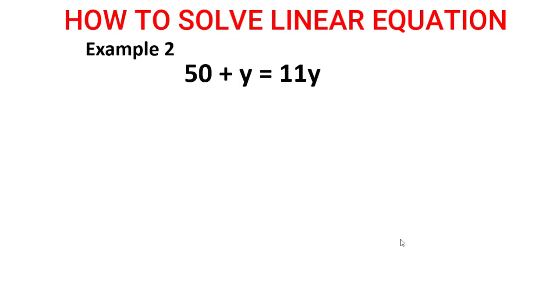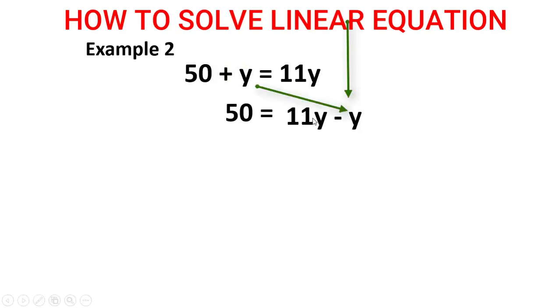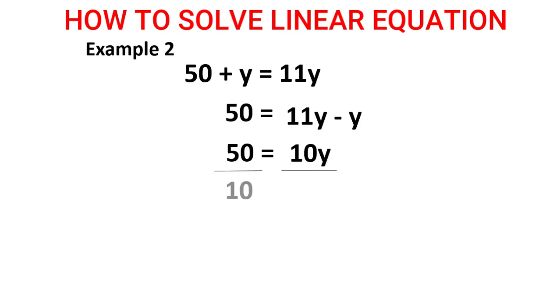Let's take another example. It says 50 plus y equals 11y. What do you do? You move the y to the right hand side, and then you're going to have something like this. Then you take away y from 11y, and you're going to have 10y. Now what do you do in this case? We will also divide by the coefficient of the variable on both sides, and then you have y equals 5. Very simple.